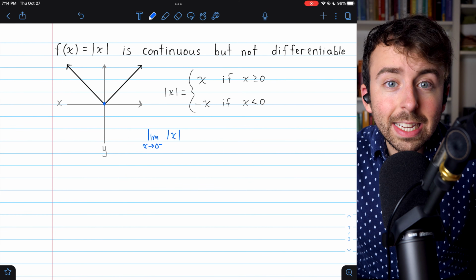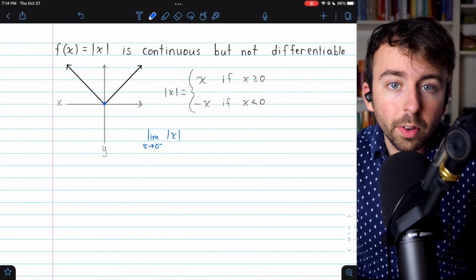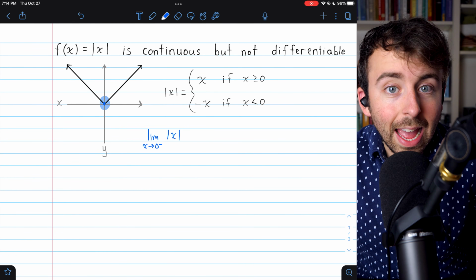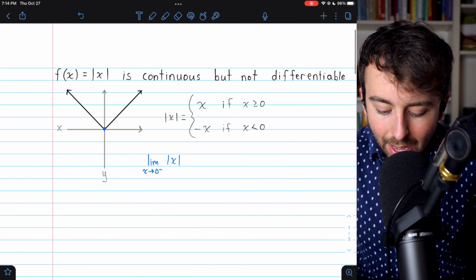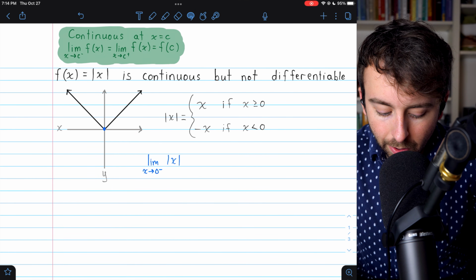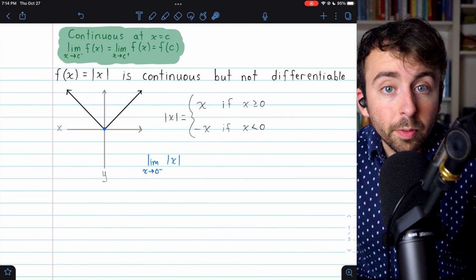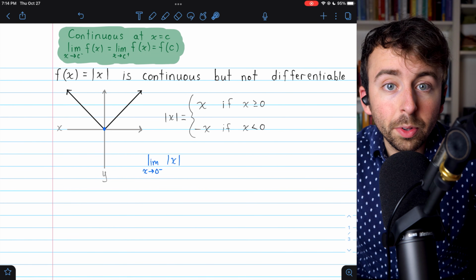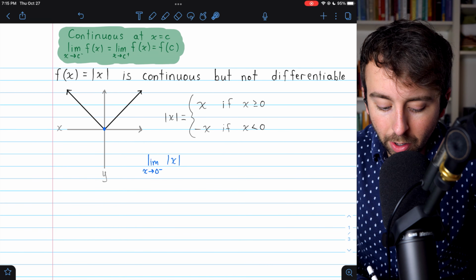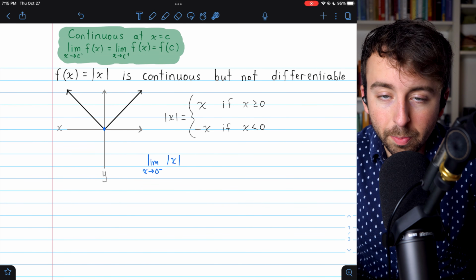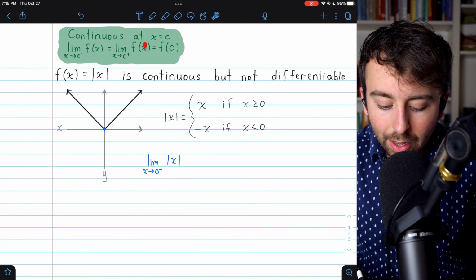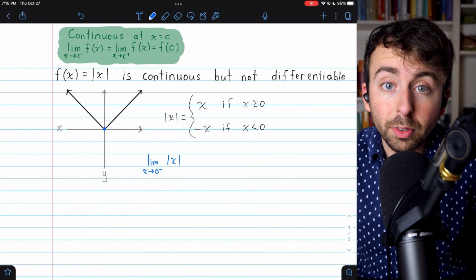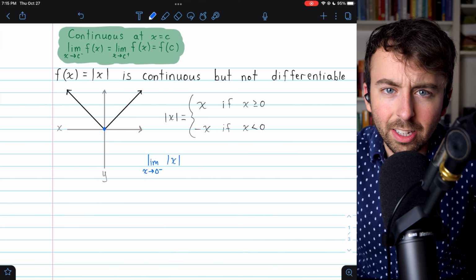However, we can fairly easily show that the absolute value function is indeed continuous even at this point x equals 0. To do that, recall the definition of continuity. In order to show the function is continuous at x equals 0, we'll need to show that the limit of the absolute value function as x approaches 0 from the left is the same as from the right, which is the same as the value of the absolute value function at x equals 0.